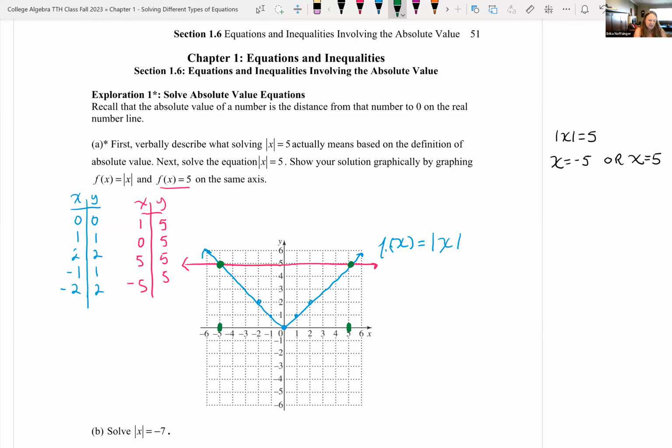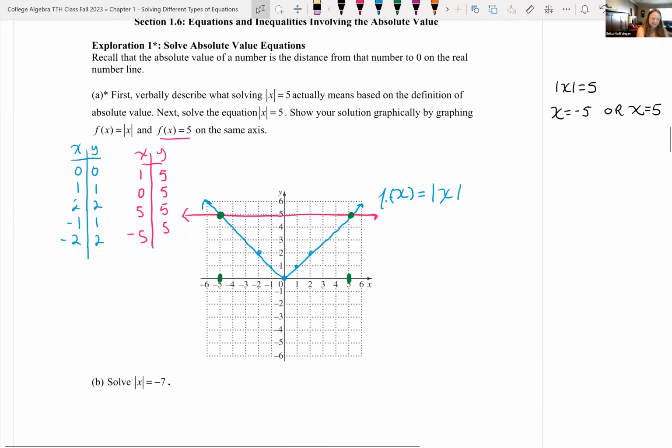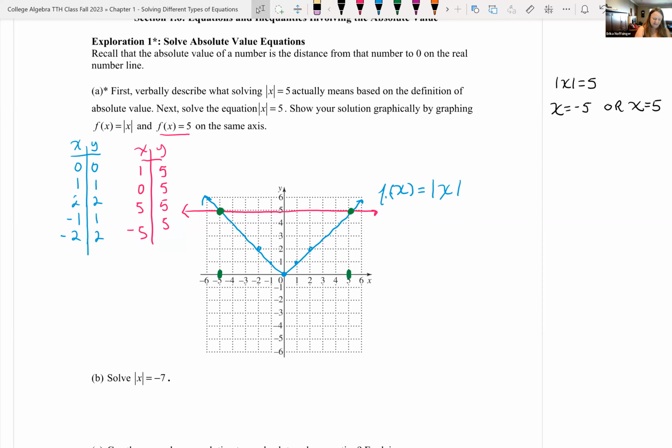The next question says, solve the absolute value of x is equal to -7. Well, we just talked about the absolute value of x being the distance between 0 and that number on the number line. It does not make sense to have a distance as being a negative result. And so solving the absolute value of x equals -7, there's no solution. I cannot take an absolute value of a number and get back a negative result.